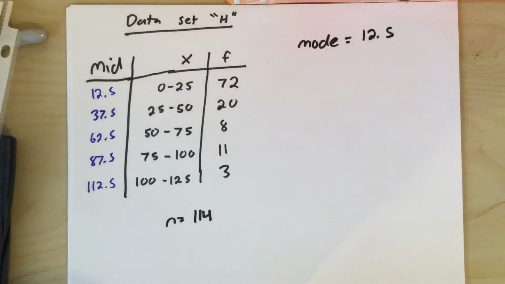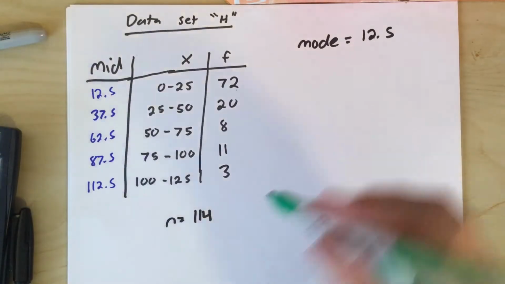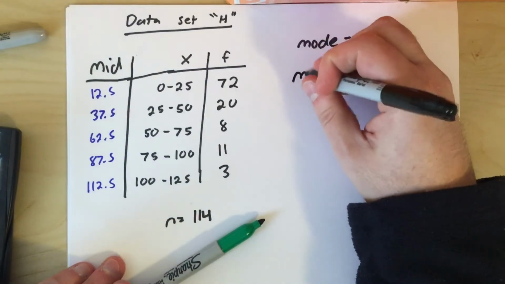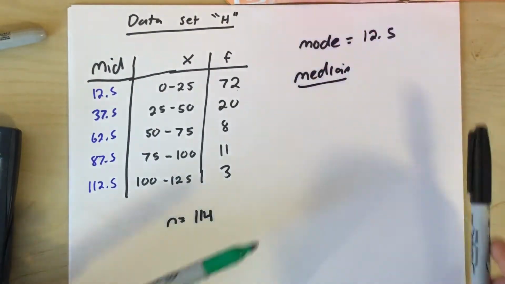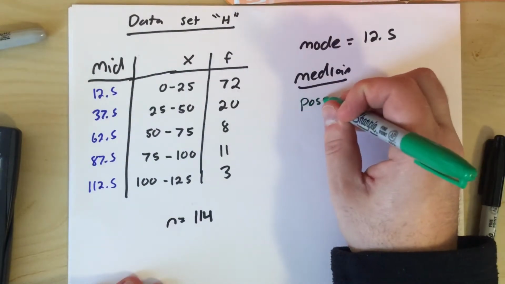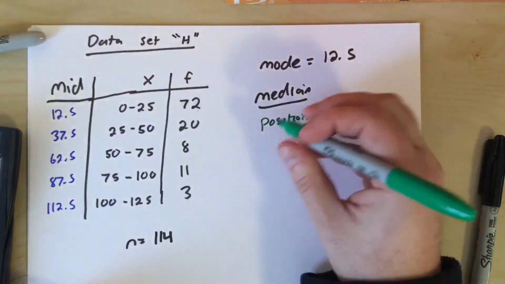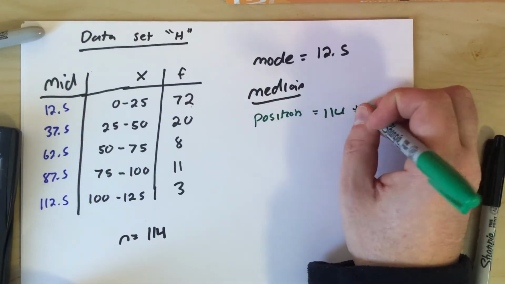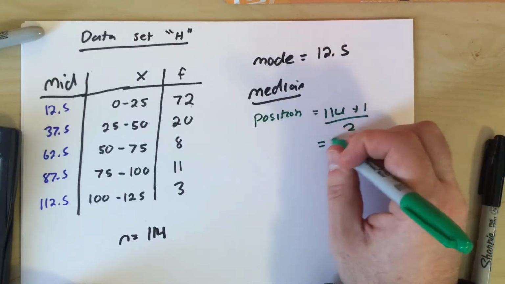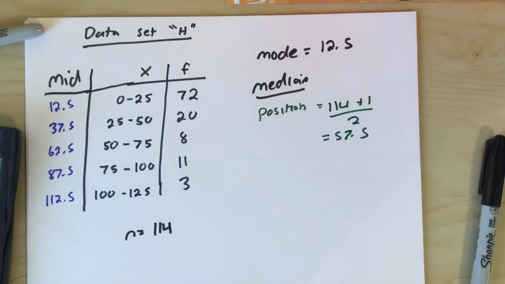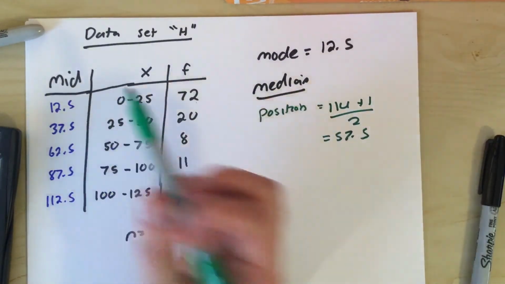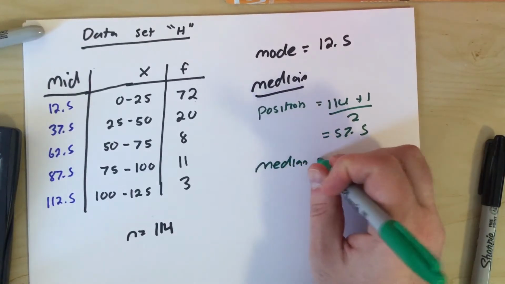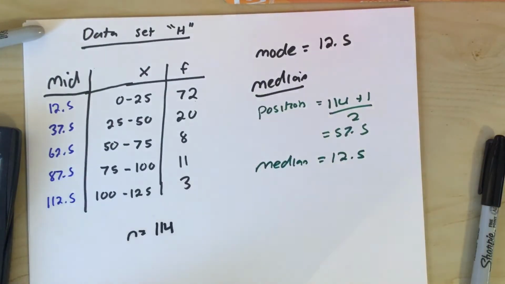If we're finding the median, first we need the position. And the position is going to be 114 plus 1 over 2, which is going to be 57.5. And the first 72 positions are here, which means that the median is actually, that's kind of boring. But the median will also be 12.5.